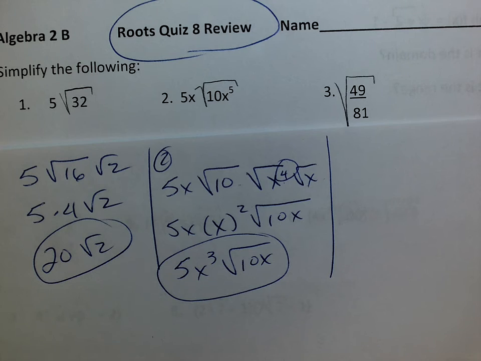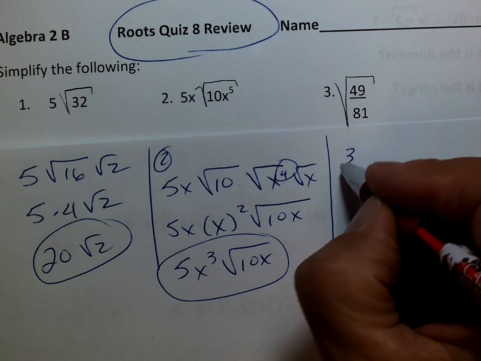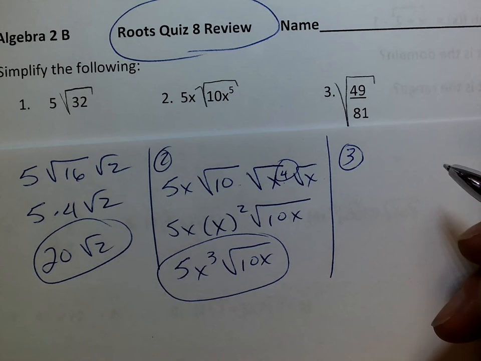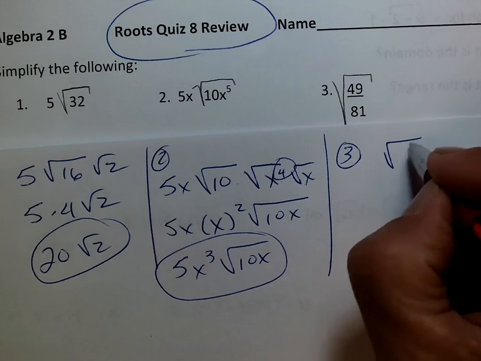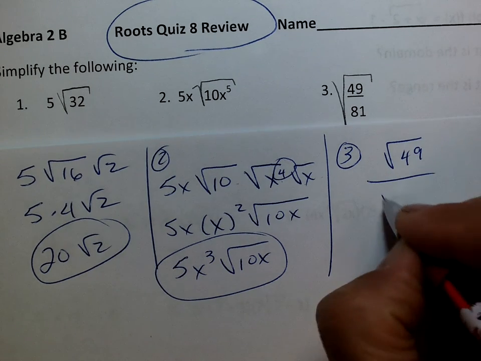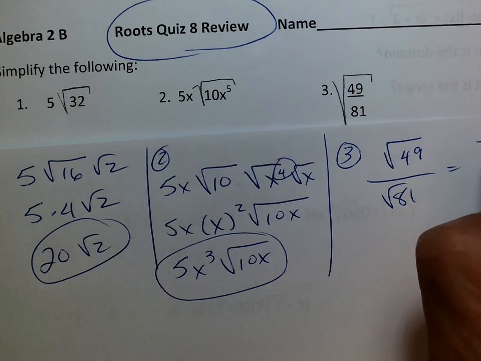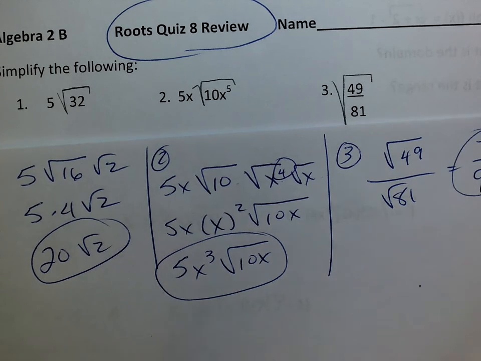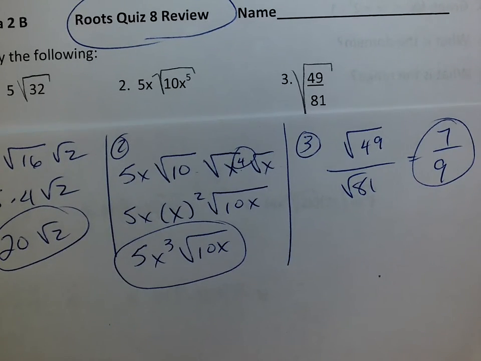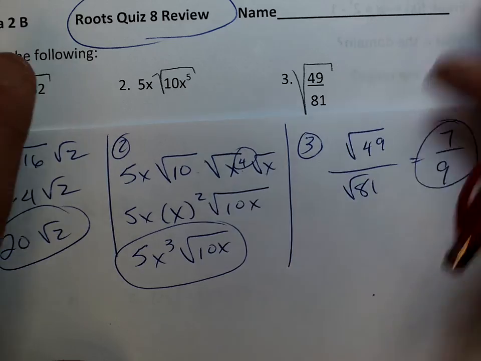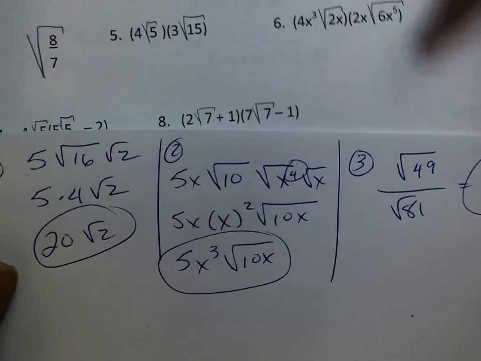Now, 3 is the easiest. 3 is super easy. Hopefully, don't let 3 confuse you. Square root of 49 over square root of 81 is just 7 over 9. That's it. Easy peasy, lemon squeezy, right? All right. Let's look at number 4.